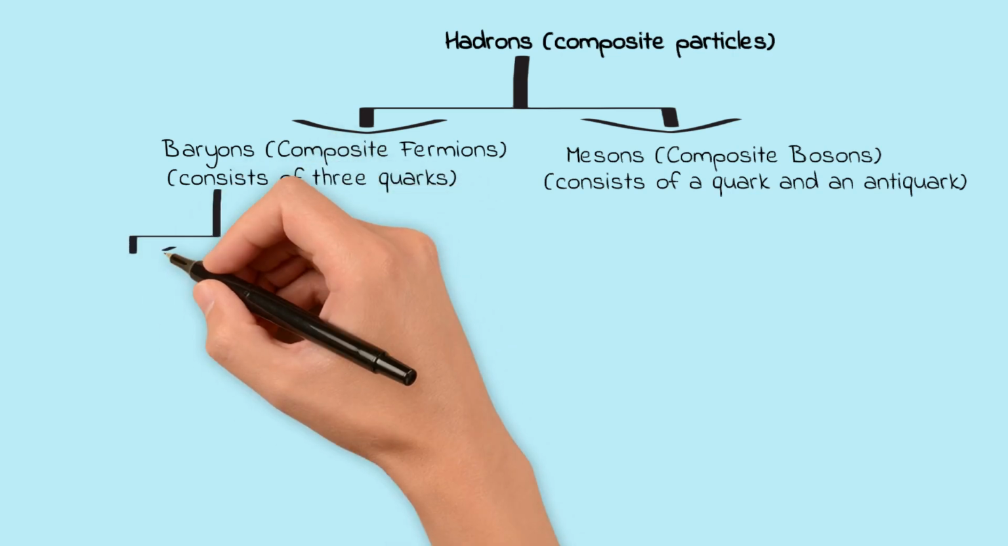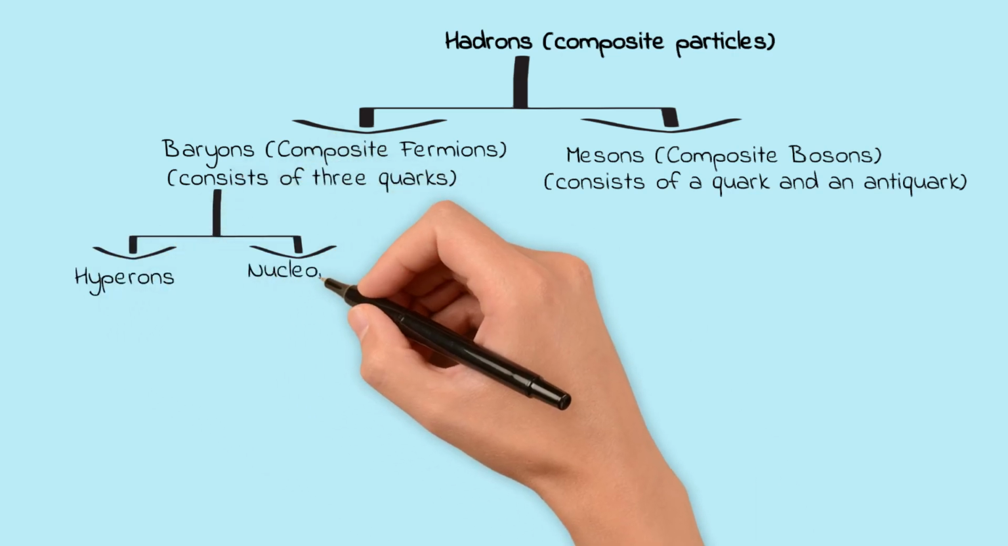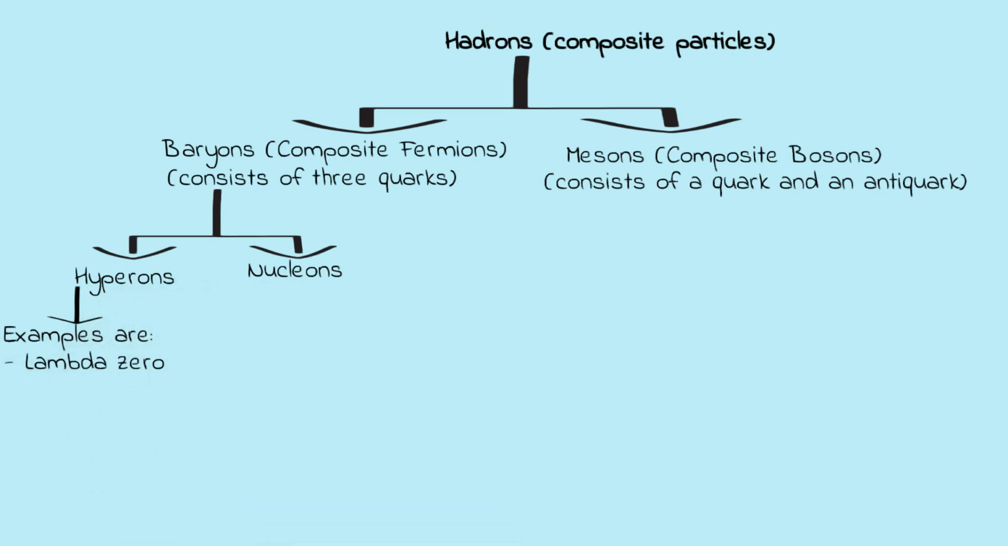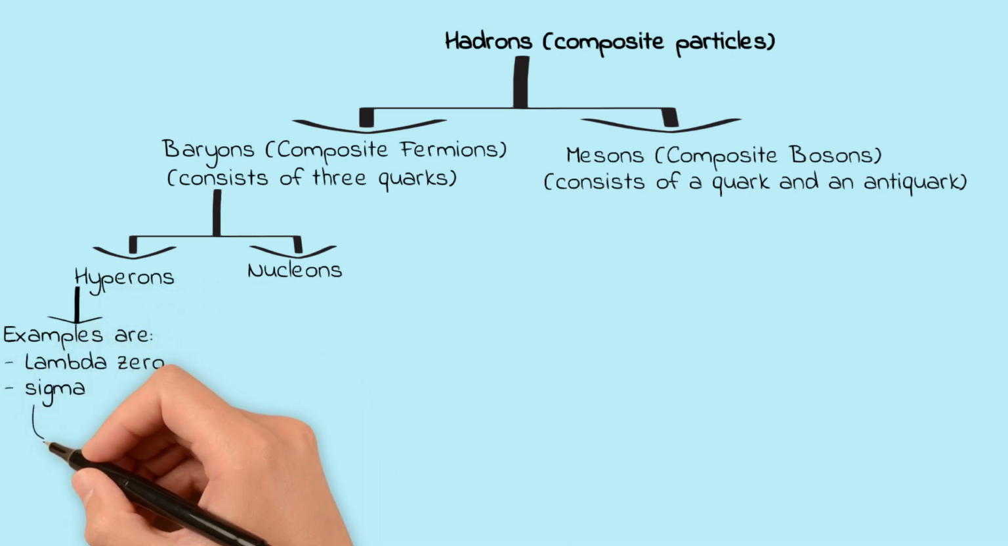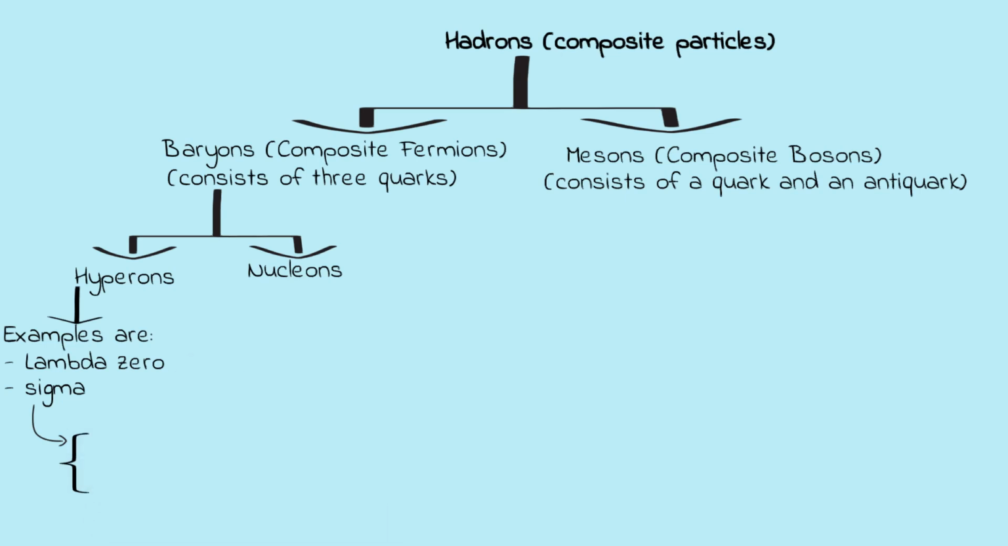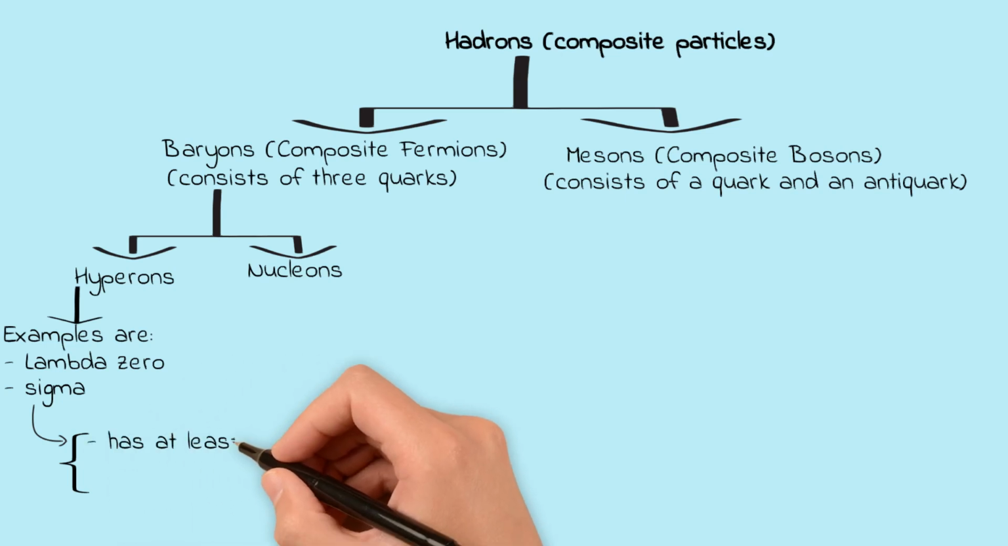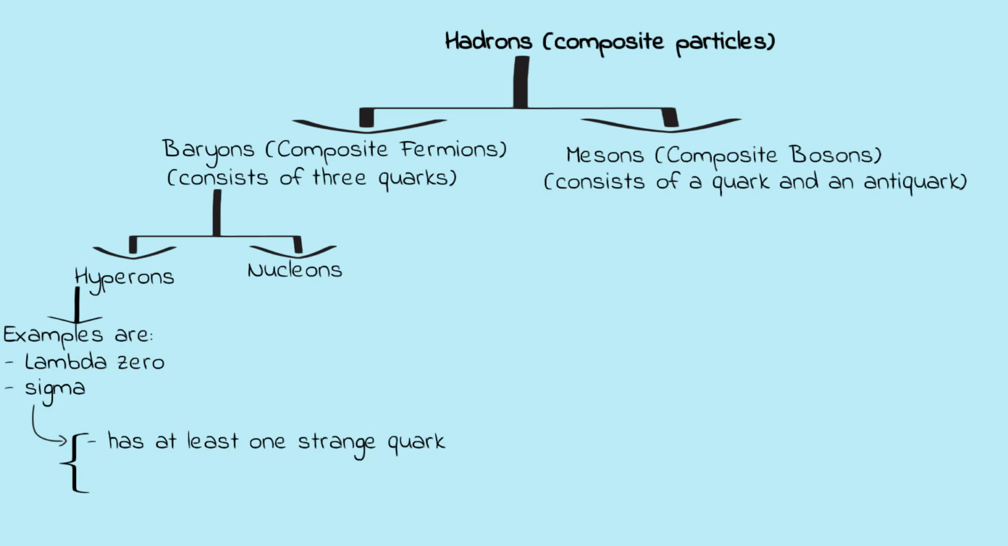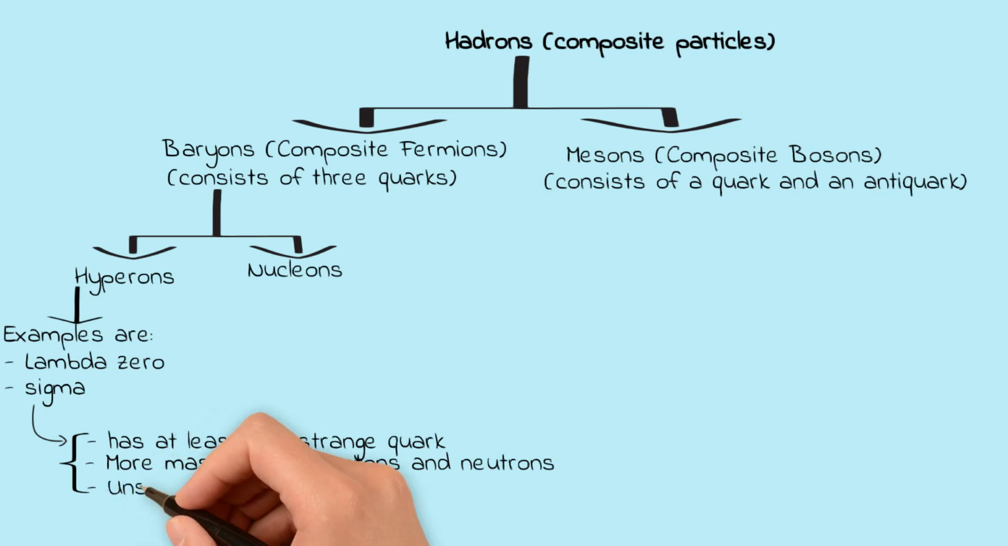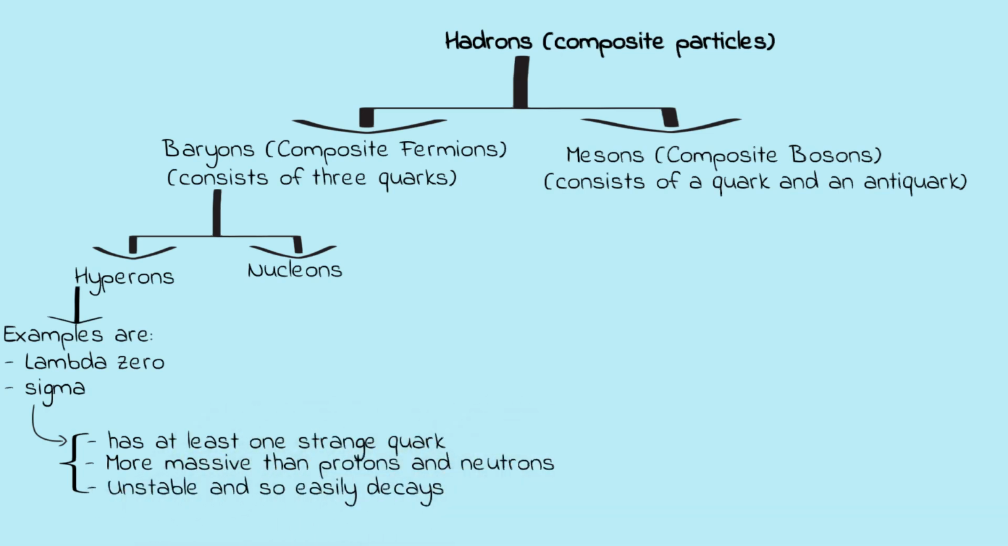The baryons are further divided into nucleons and hyperons. The hyperons are many in number. We have examples like lambda 0, sigma, psi, omega, etc. And each hyperon has 3 quarks, just like the nucleons. But they are different from them in that each hyperon has at least 1 strange quark. We've just talked about the quarks, and the quarks are 6 in number, and 1 of them is strange. Hyperons are also more massive than the protons and the neutrons, and they are also unstable, and so decay to lighter baryons and mesons.